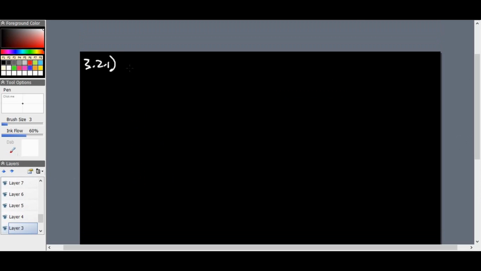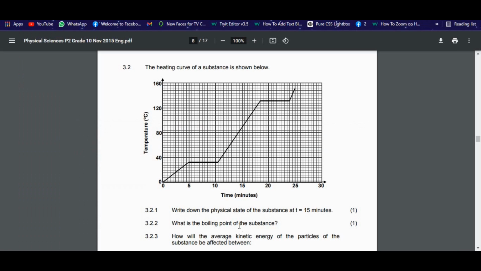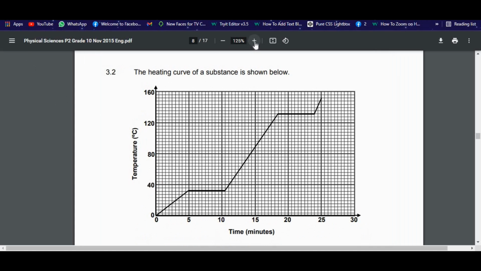3.2.1, so that's definitely a liquid. 3.2.2 says, what's the boiling point of the substance? Okay, boiling point of the substance. This is a little bit difficult right now, so let me see if I can increase it maybe slightly.